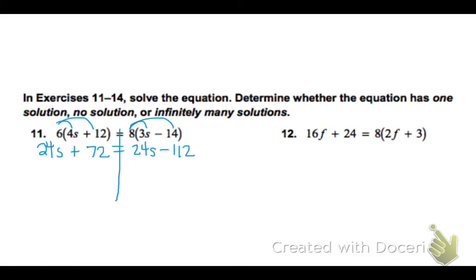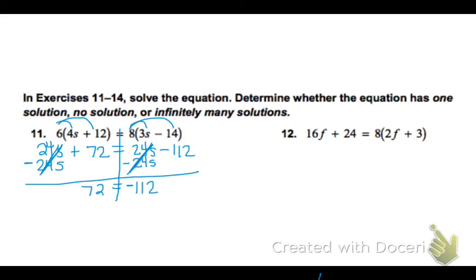Okay, so Mrs. Kleiman likes to move her variables to the left. Let's start with this 24s. We'll subtract it. That's the additive inverse, and I know it goes to 0. I'll subtract it from the like term. But guess what happens in this case? 24s minus 24s is also 0. So in the bringing down the constants, right, I've got 72 is equal to a negative 112. But since I've already eliminated the variables on each side, there's no need to move the constants.